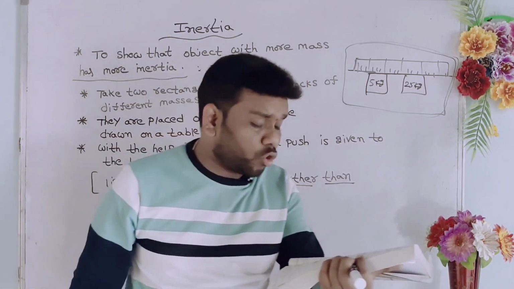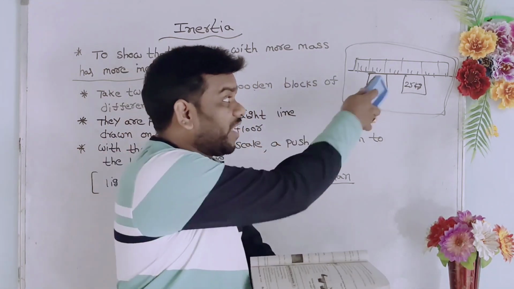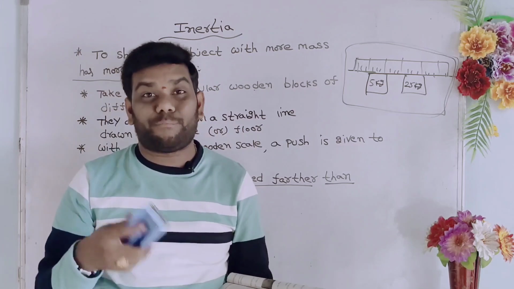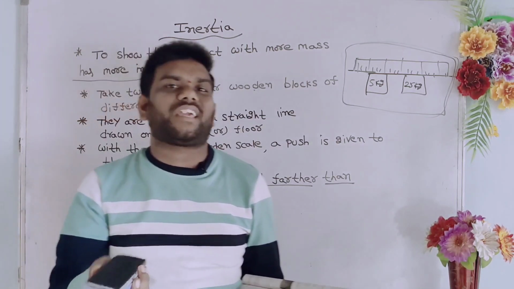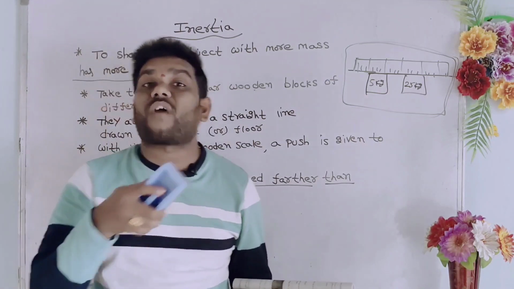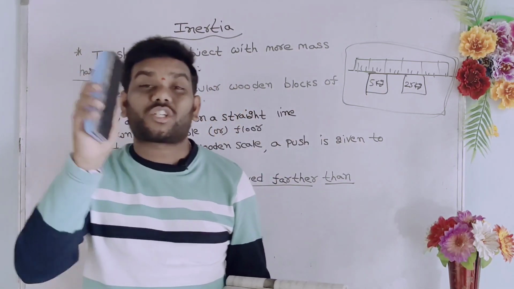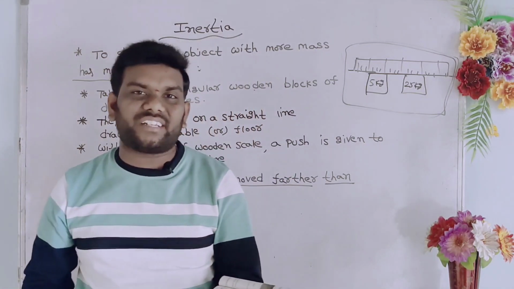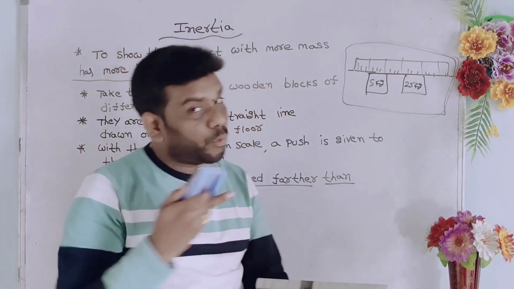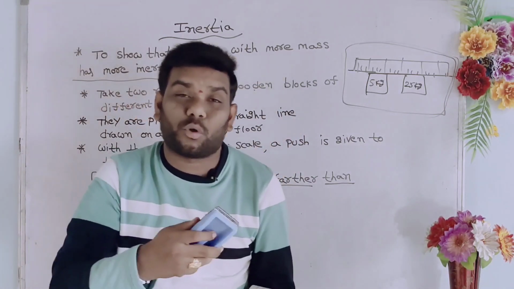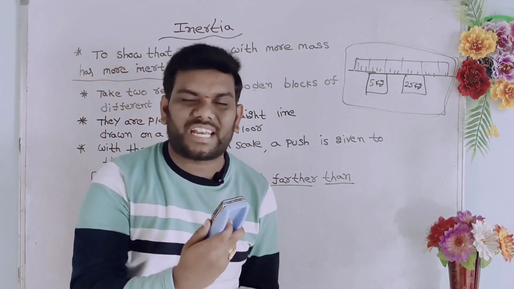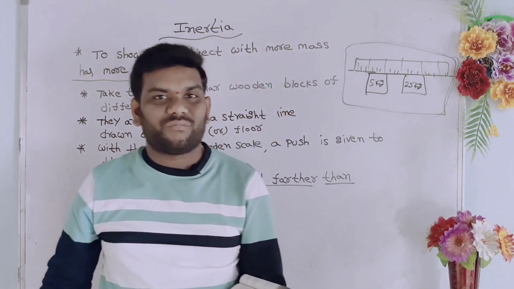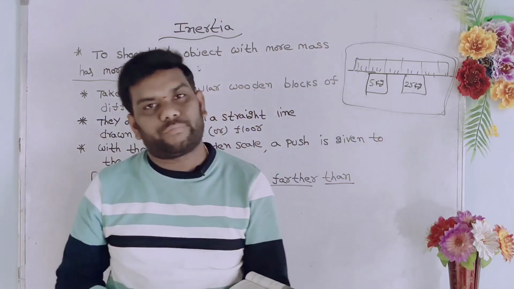Next, which one goes further, 5 kg or 25 kg? 5 kg, because that is the first block. The 25 kg is the second block. The first block moves further, because the first block has less mass compared to the second block. It has the tendency to change its position quickly, because it has lesser mass. Which block accelerates more?